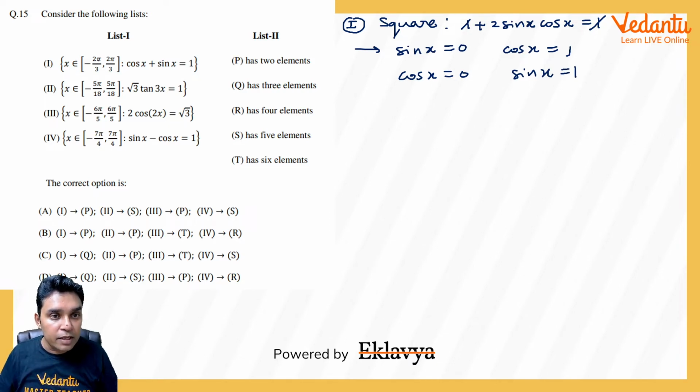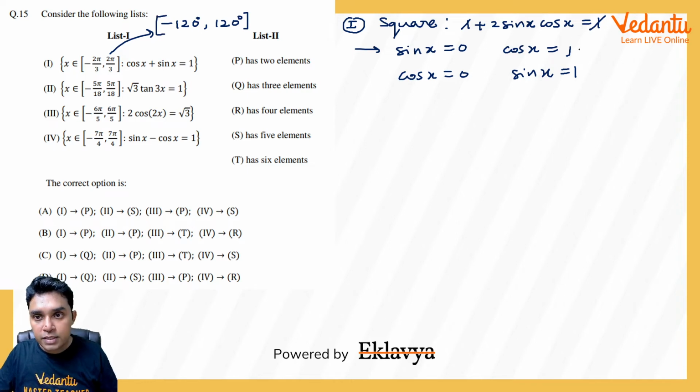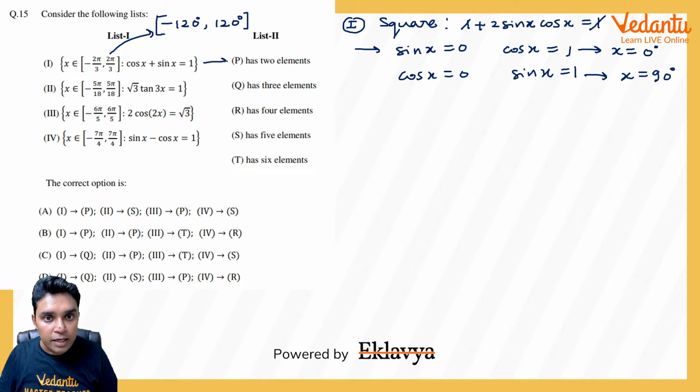Now we are given this angle, let me write this in degree. So minus 120 degree to plus 120 degree. It is very easy to see that cos x will be equal to 1 only at one angle in this interval, that is 0 degree or 0 radian, and similarly sin x will also be 1 only at 90 degree. No other angle you can achieve these values. So this one will be having two elements. You can check A, B are also getting 1 to P, so C and D options are eliminated right away.